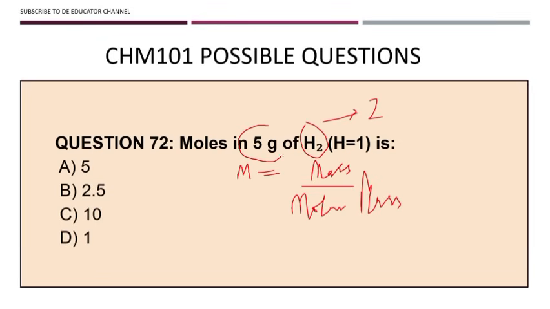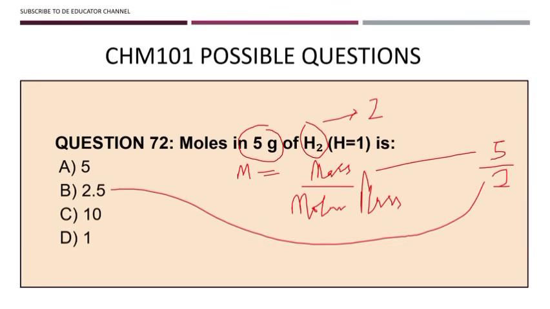Which mass were we given? We're given 5, which means the mass that we're given is 5. 5 divided by the molar mass. What is the molar mass? 2. So what is the answer? 5 divided by 2 will give us 2.5. So the correct answer is 2.5.